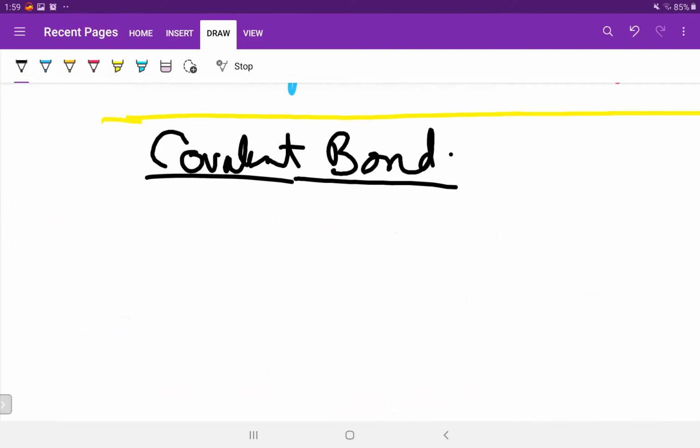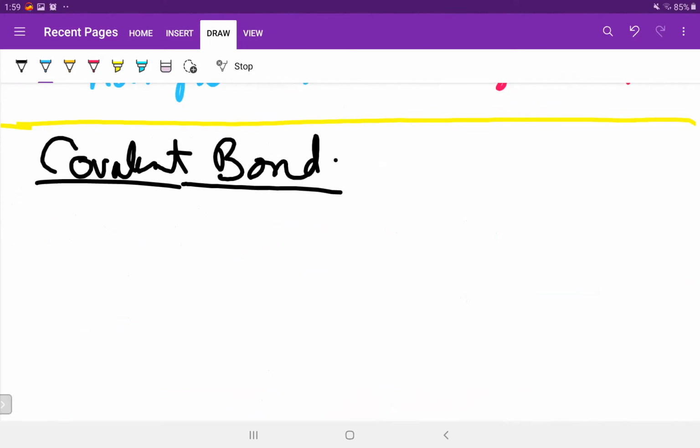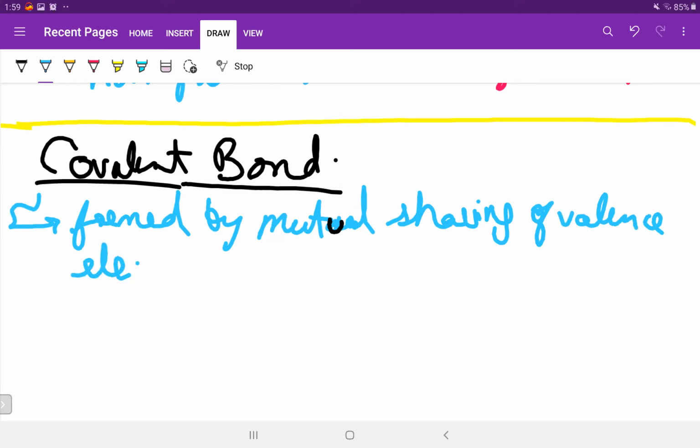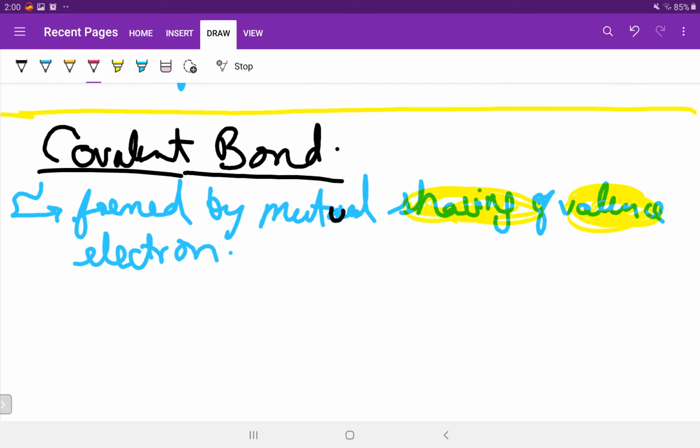So let's write down the first and the most important point, that these are formed by mutual sharing of valence electrons. Please note every word here, everything you have to mention in your board. Sharing is a very important word. Valence electron is very important. People write that they are formed by sharing of electrons, but sharing of valence, actually, the outermost shell ones.